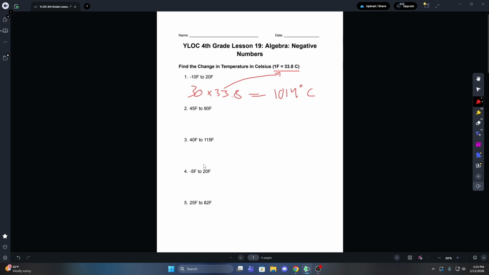All right, let's just do one more problem to warm us up here. And let's do the negative one. So let's do 4. So negative 5 to positive 20. Again, you have to go 5 points to the right to get to 0. And then 0 to 20 is another 20. So here, the distance is really 25. So again, let's use our calculator. 25 times that 33.8 to see how many degrees Celsius we're at. 25 times 33.8. And that is 845 degrees Celsius.